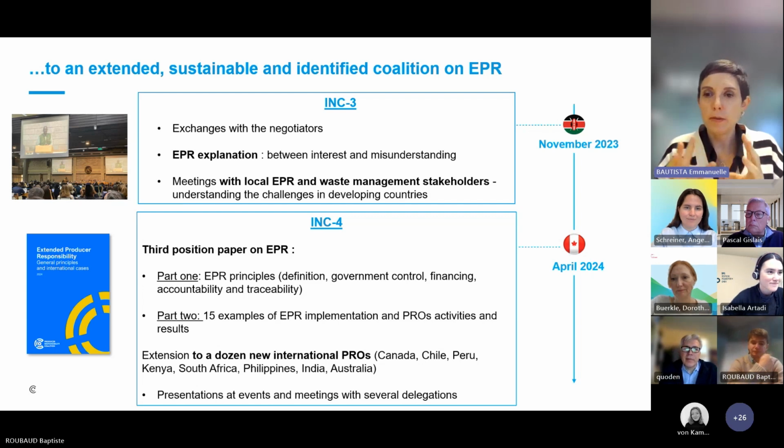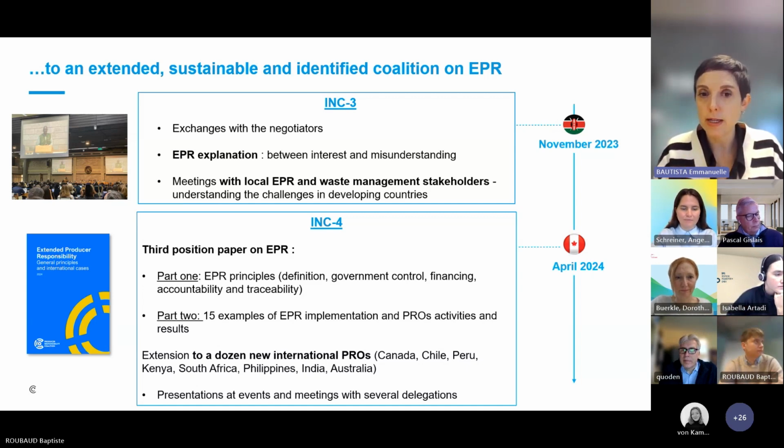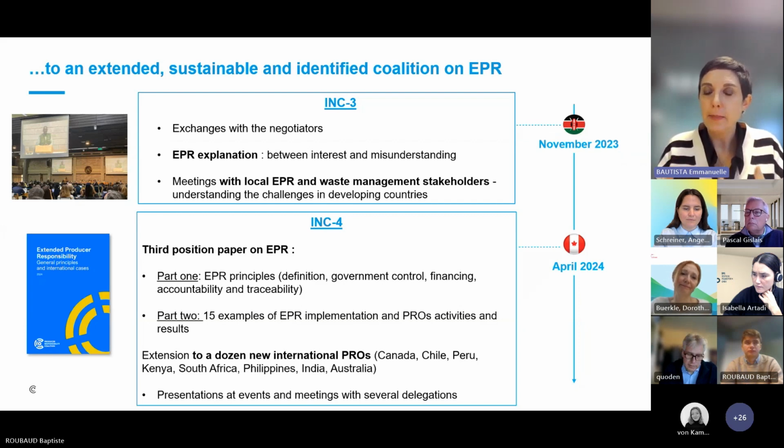We also have, in a second part, which is quite interesting, examples from members of the coalition regarding EPR implementation and PRO activities and results. And again, showing the relevance of EPR in different national contexts and the capacity to adapt, to evolve with time, and also taking into account the different national constraints, needs, and evolution.